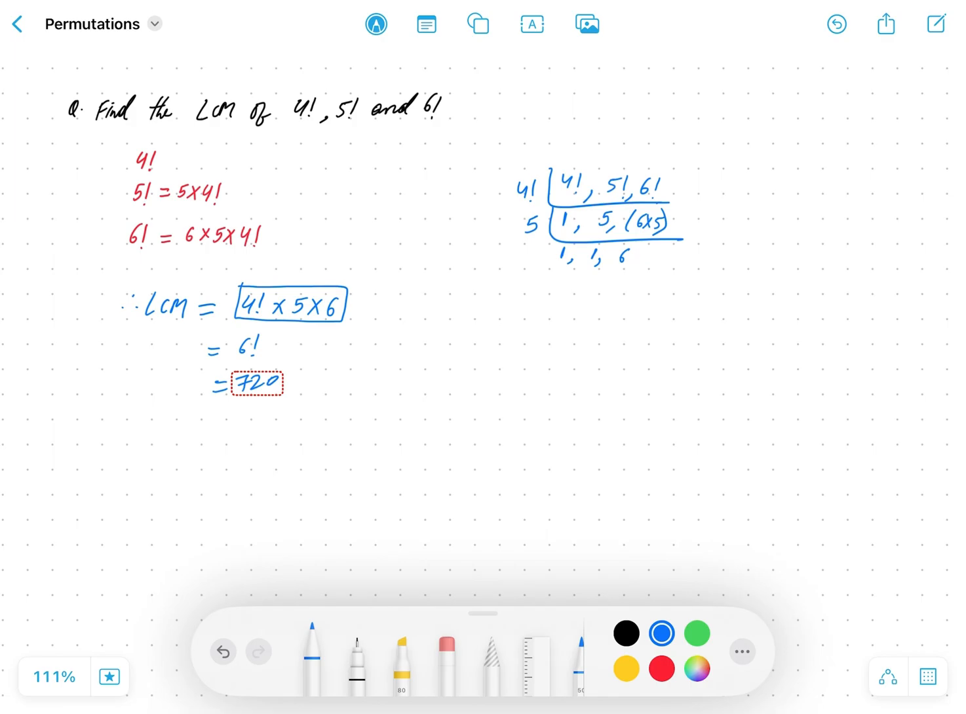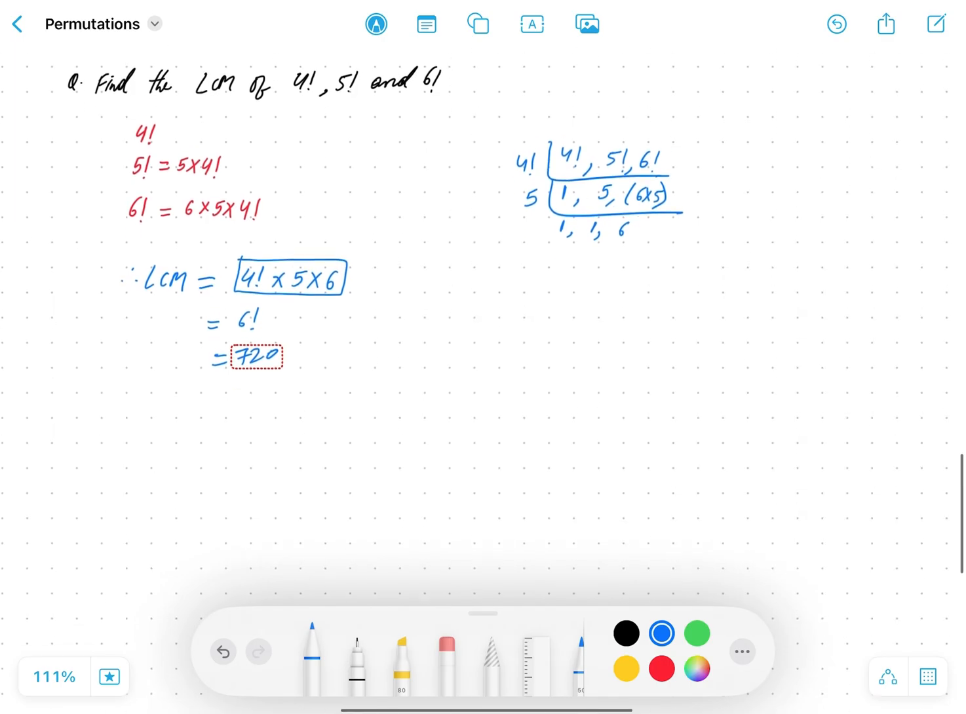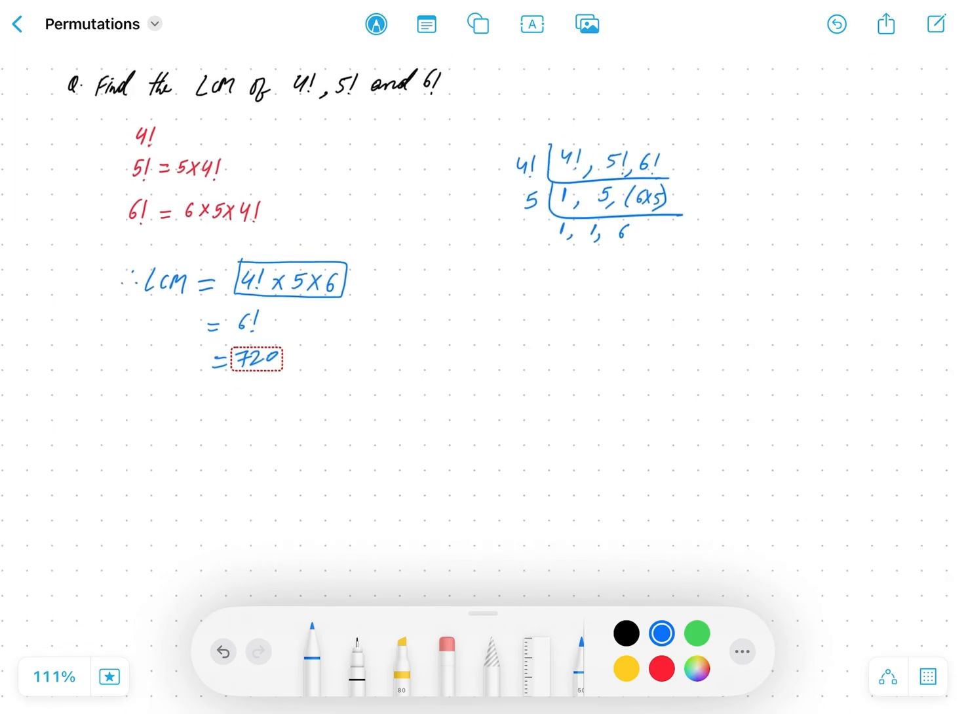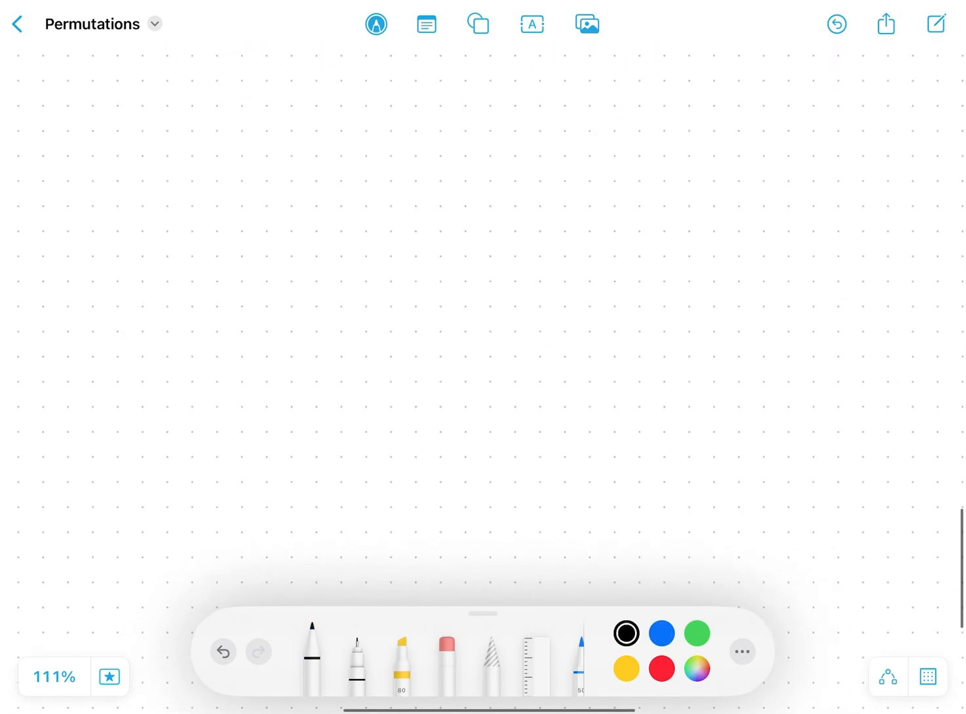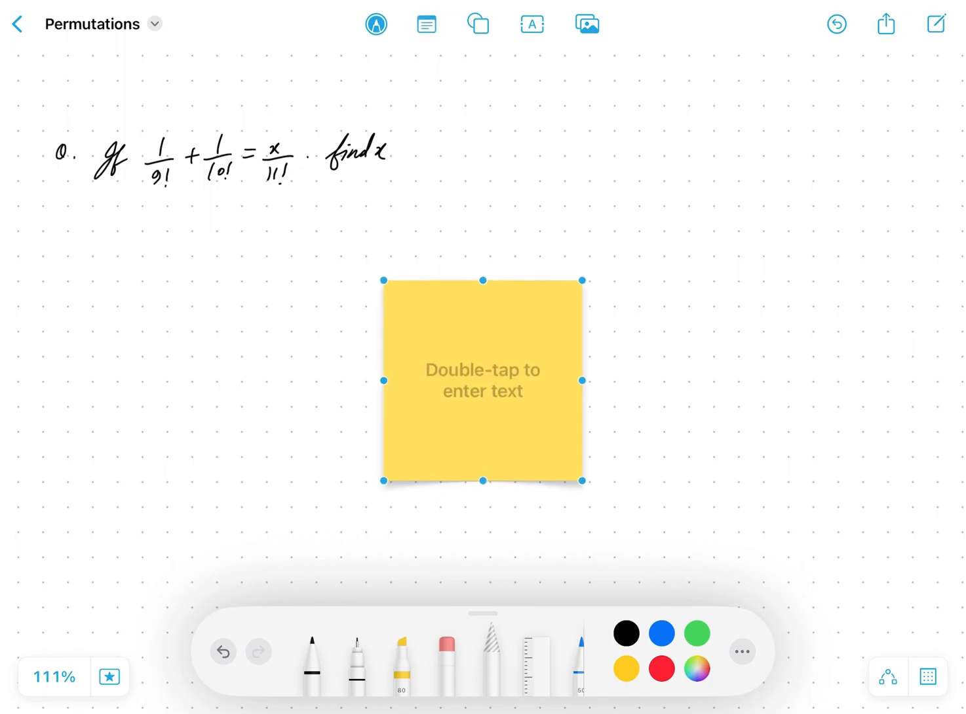Okay. Now let us solve another example. Say that if 1 by 9 factorial plus 1 by 10 factorial is equal to x by 11 factorial, find x.